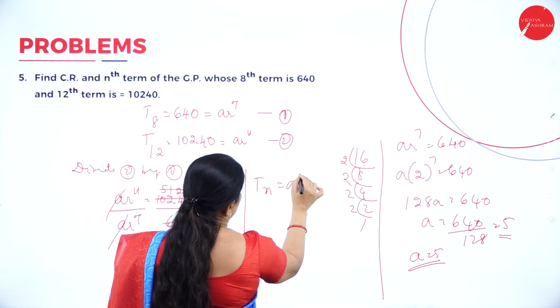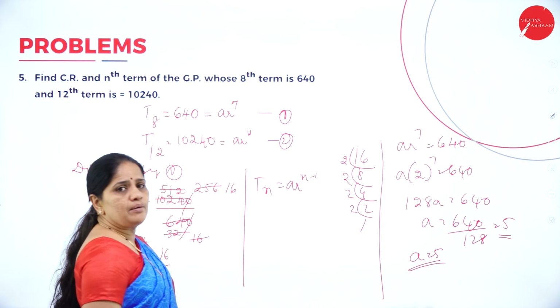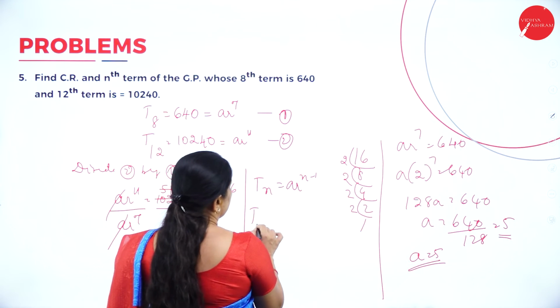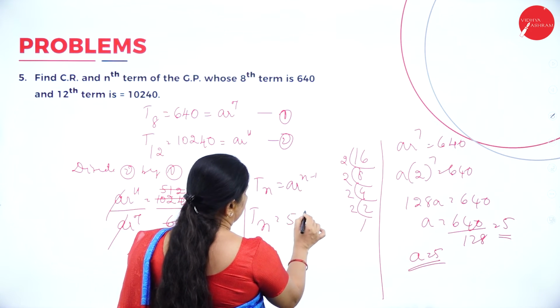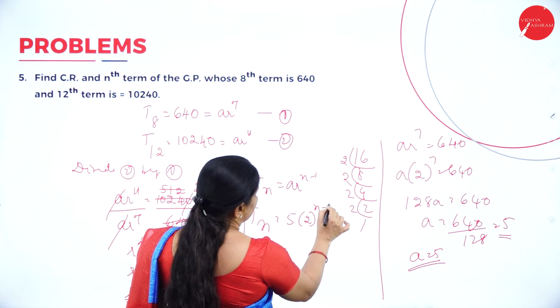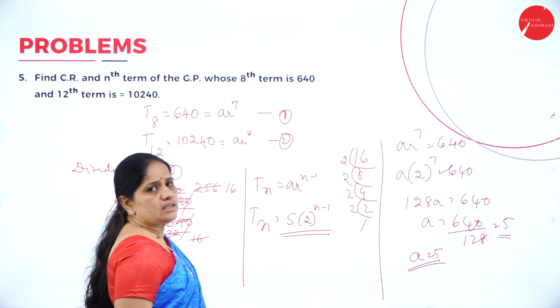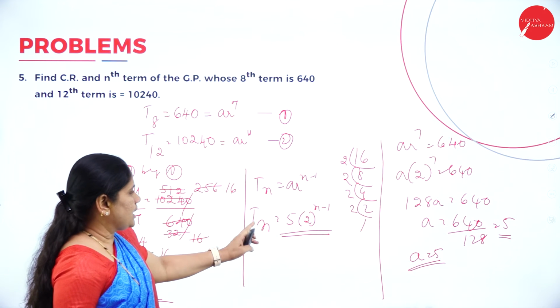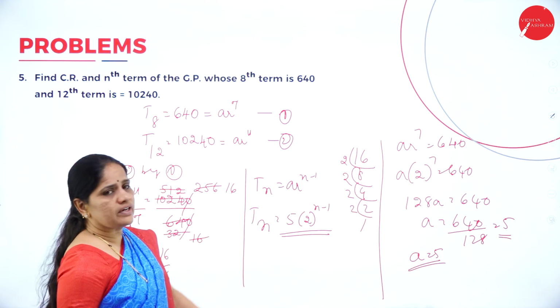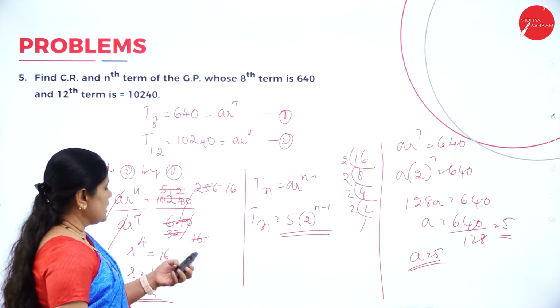Now we have to find the nth value. Tn equals AR to the power of n minus 1. So Tn will be, what is A? 5 into 2 to the power of n minus 1 is the answer. So if they ask you to find the nth value, Tn will be 5 into 2 to the power of n minus 1. So that is the answer.